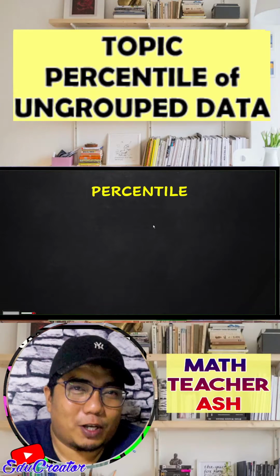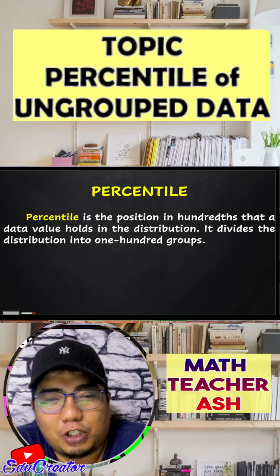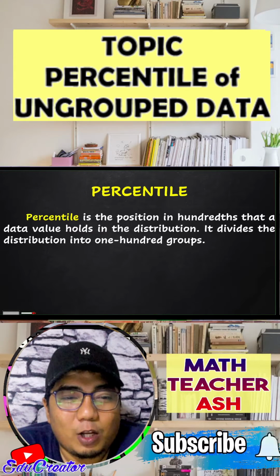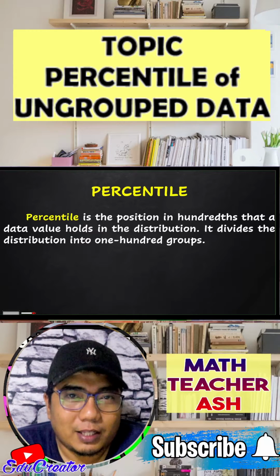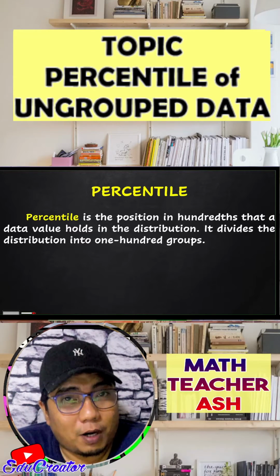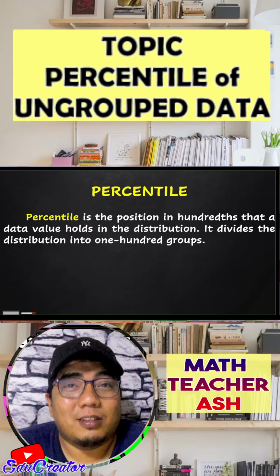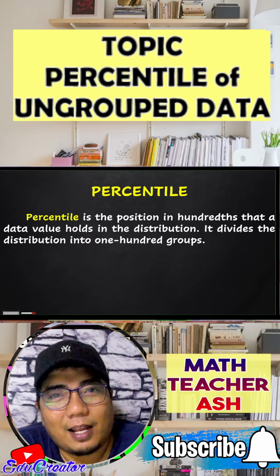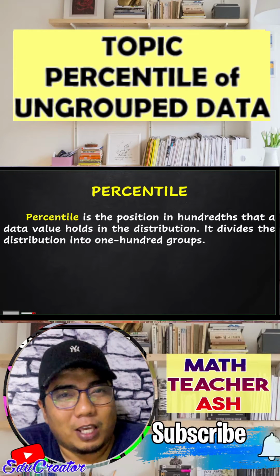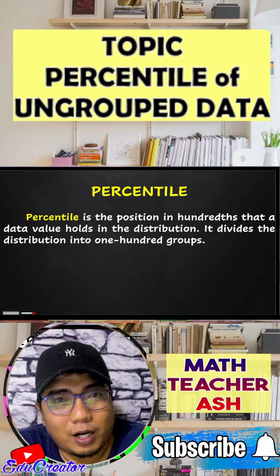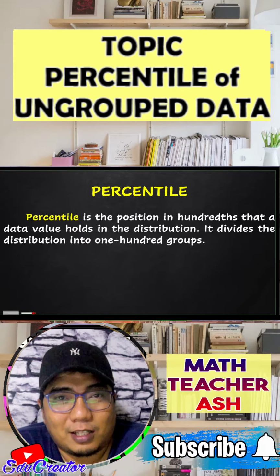Okay, first question: what is a percentile? Percentile is the position in hundreds that a data value holds in the distribution. We already talked about quartile, which talks about 4 parts. We also talked about the decile, which is on 10 parts. Now for percentile, we will be talking about 100 parts. If you don't know anything about our quartile or decile discussion, you can check our videos on the link.